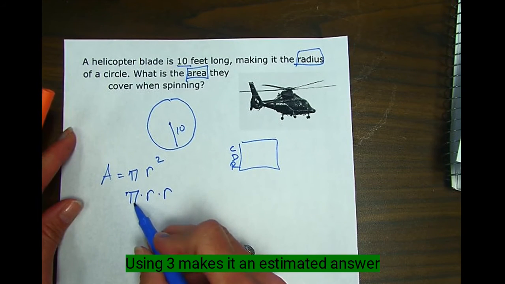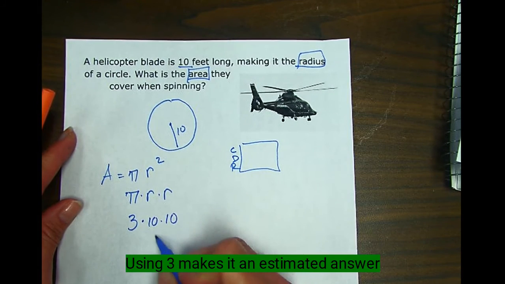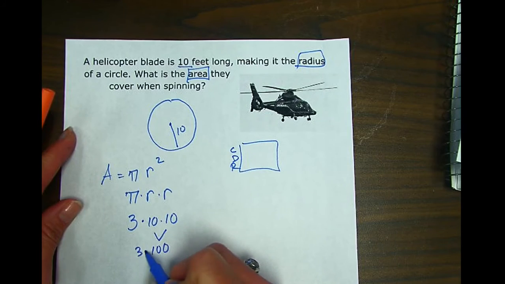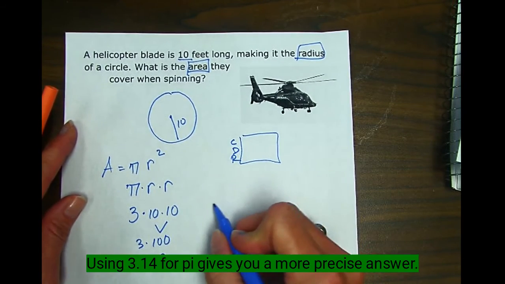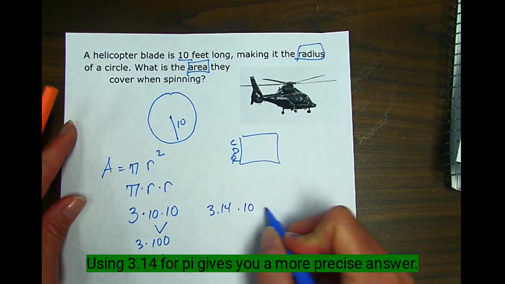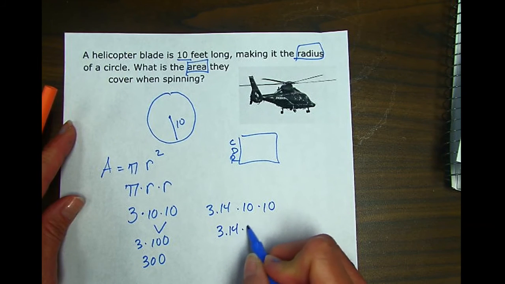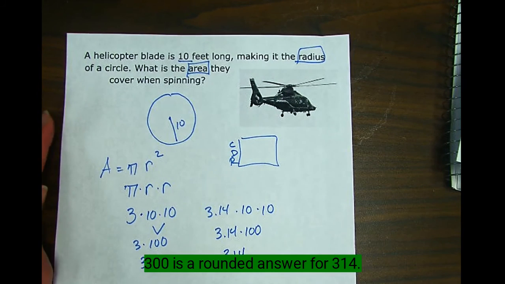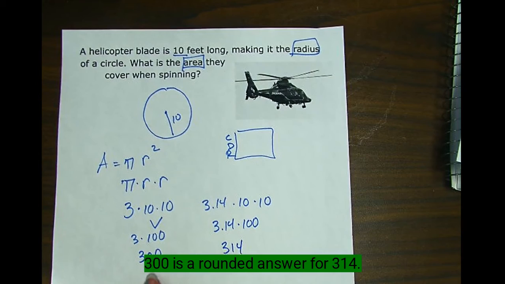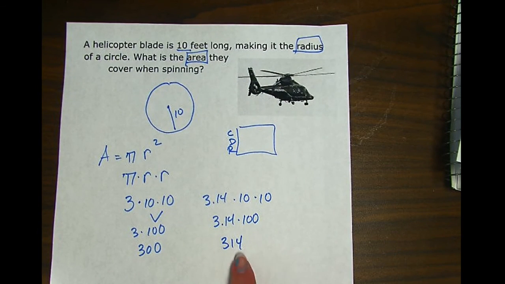For the pi, we're going to use 3. Then the radius is 10 times 10. I know this is 100. This would be 300. If you want a more precise answer, you can do 3.14 times 10 times 10, because that's the actual value of pi. So we'd have 3.14 times 100. When we multiply by 100, we really move our decimal over 2, so it would be 314. This estimate is a little bit less close because we're multiplying so many times, but it is still a reasonable answer to the more precise answer.